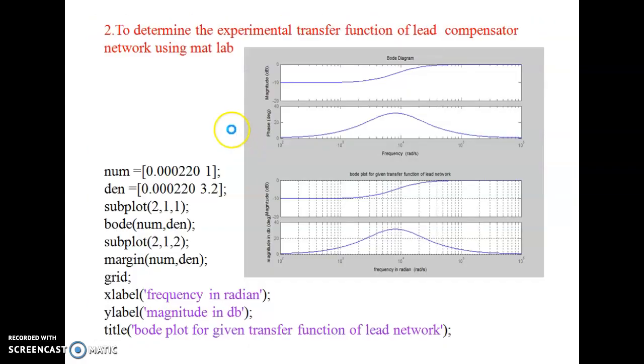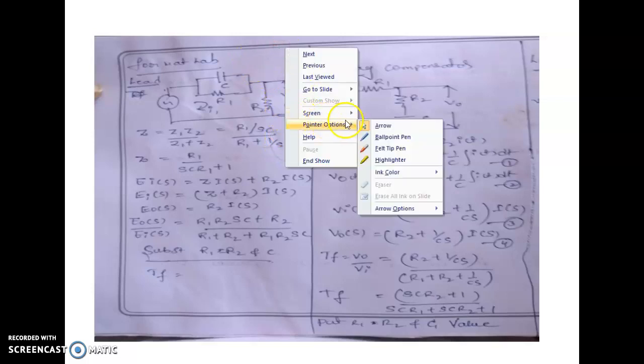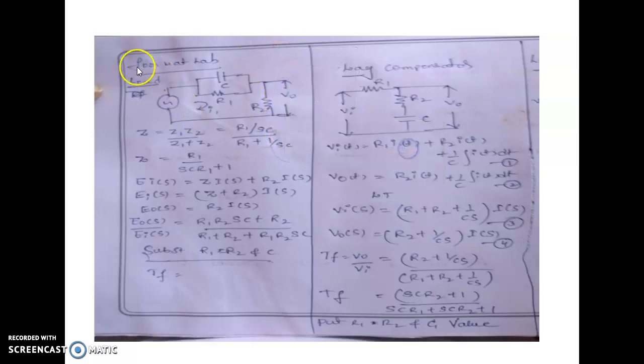Then you can obtain the transfer function from the given problem, or for the given network you have to obtain the transfer function. So for the lag compensator network, this is the transfer function. This is the network. You have to apply the loop. So we get this kind of equations. Then equation 1, equation 2.